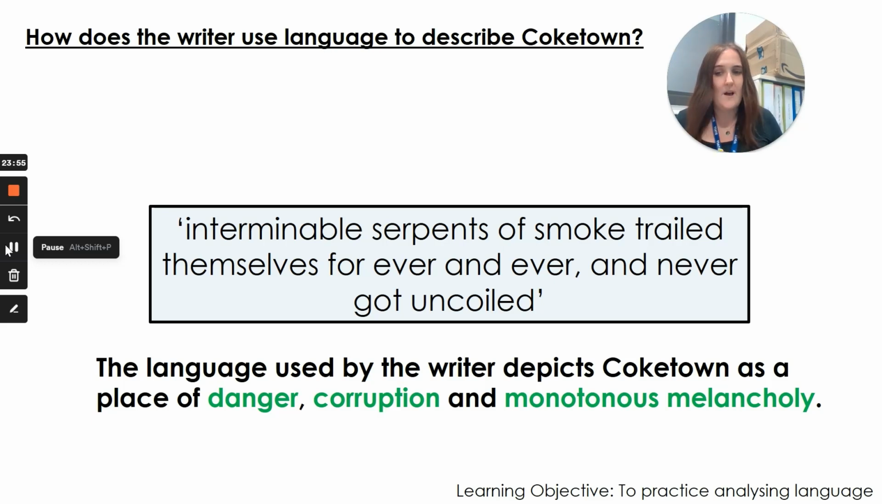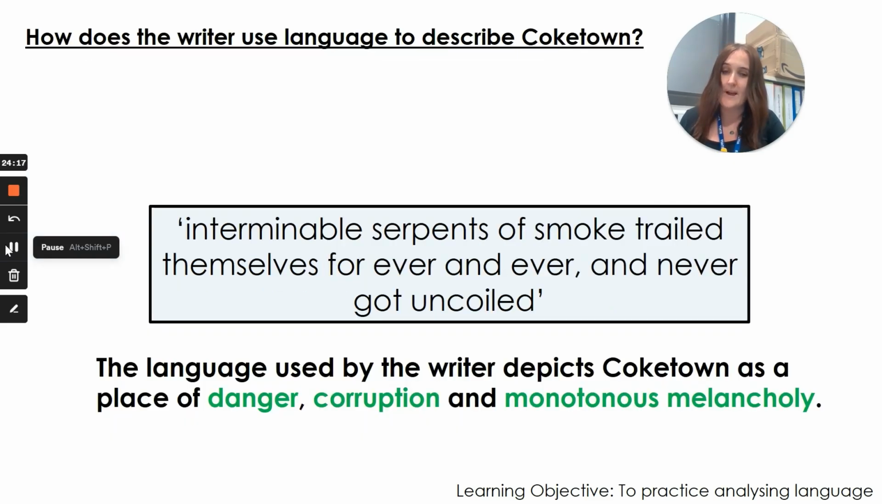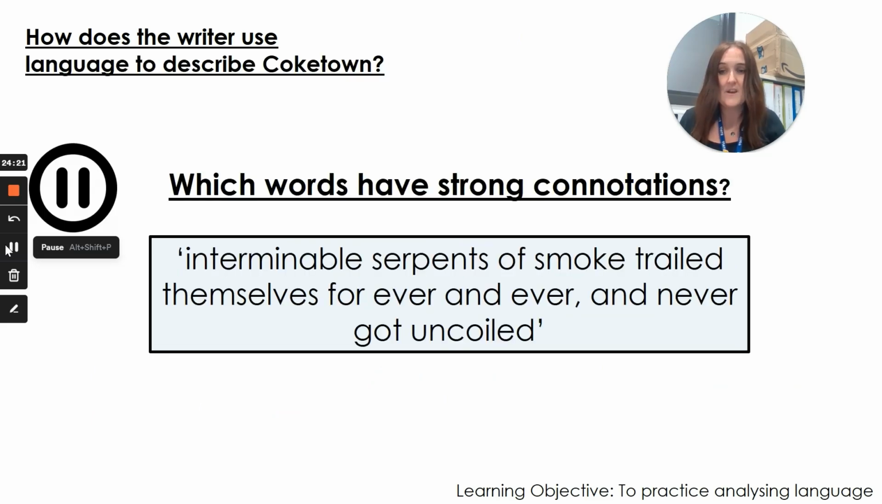So once we've got that written down, we can think about, well, we already know what the overall effect is of this metaphor because we've thought about it earlier in the lesson, okay? We know it's going to link to either that danger, corruption, or that sense of monotonous melancholy, and maybe potentially all of them. What we now need to do is step 4. We need to explain how these choices, so how that quotation creates that impression. And the way that we explain how language creates a particular impression is by talking about connotations. So which words have strong connotations in this quotation.